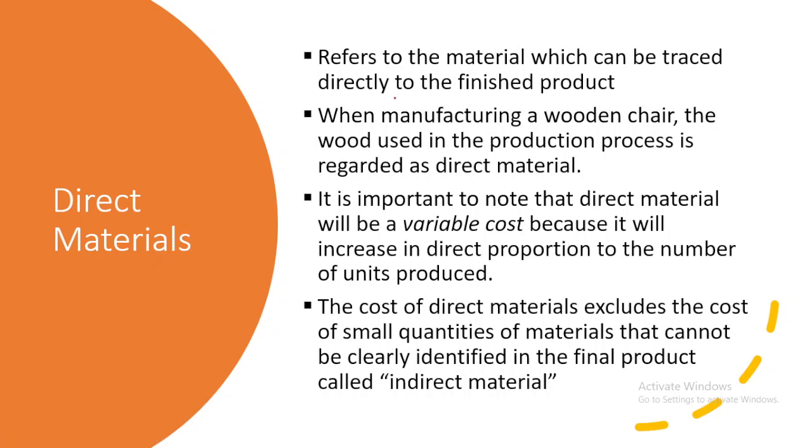So here it says that materials refer to the material which can be traced directly to a finished product. When manufacturing a wooden chair, the wood used in the production process is regarded as the direct material. It is important to note that direct material will be a variable cost because it will increase in direct proportion to the number of units produced. Therefore, the more units we produce, the more this cost will go up. So we classify that as a variable cost. It varies with the number of units produced.